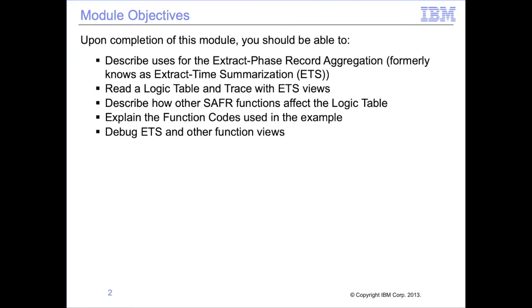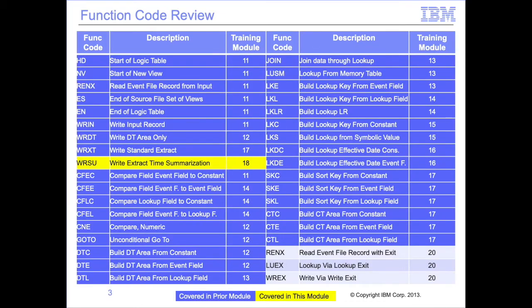Upon completion of this module, you should be able to describe uses for the extract phase record aggregation, formerly known as extract time summarization function, read a logic table and trace extract time summarization views, describe how other SAFR functions affect the logic table, explain the function codes used in the example, and debug ETS and other function views. The prior modules covered the function codes highlighted in blue. Those to be covered in this module are highlighted in yellow.